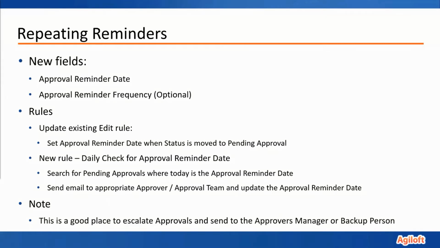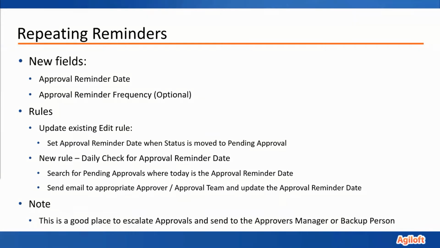Next, we will create a new time-based rule called daily check for approval reminder date. This rule will run every day. Sometime in the morning is probably the best choice. The rule will run on every pending approval that has the approval reminder date equal to today.